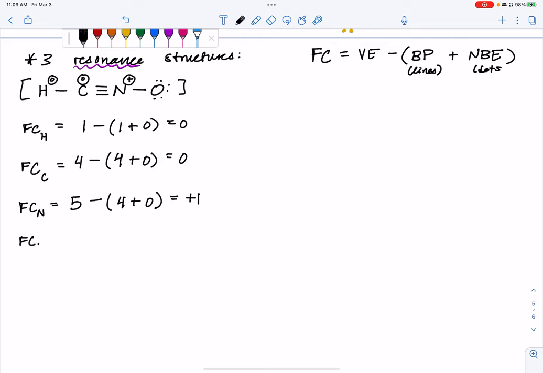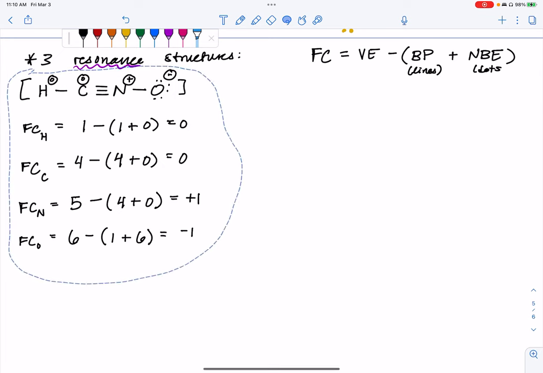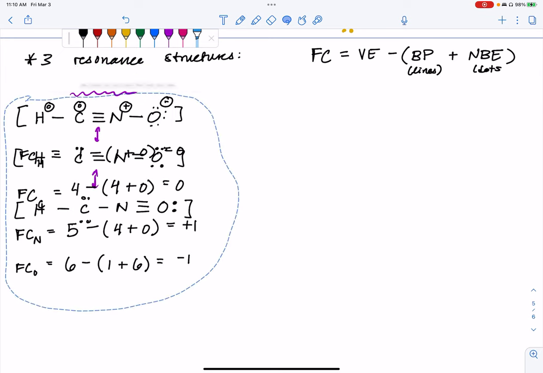And then formal charge on the oxygen. This has 6 valence electrons when it is not bonded to anything. And in this resonance structure, the number of bonding pairs on oxygen, the number of lines, is 1. And the number of non-bonding electrons, or dots, on oxygen is 1, 2, 3, 4, 5, 6. So 6 minus 6 plus 1, or 6 minus 7, is -1. All right, this is the formal charge assessment on my first resonance structure.